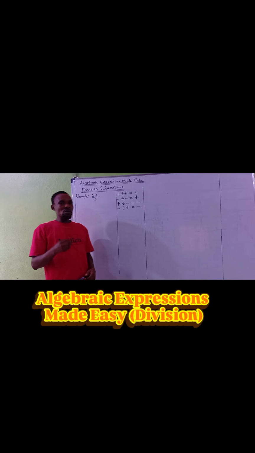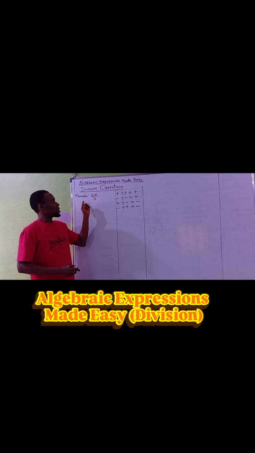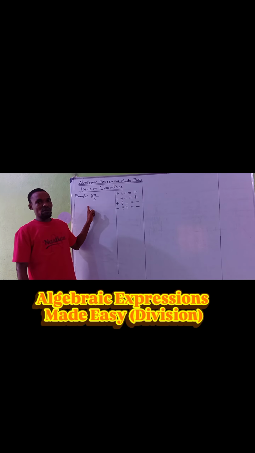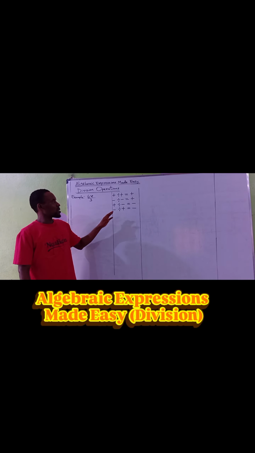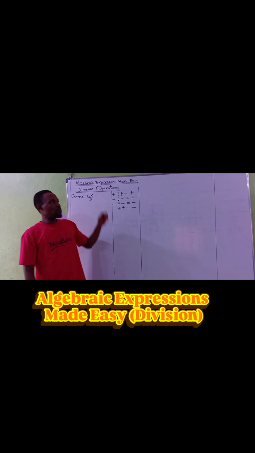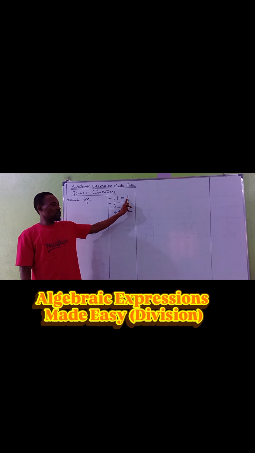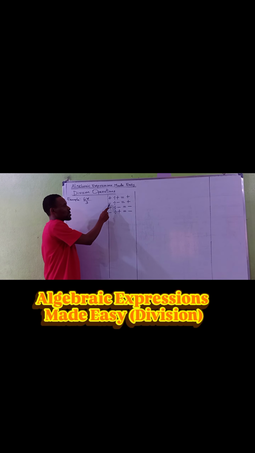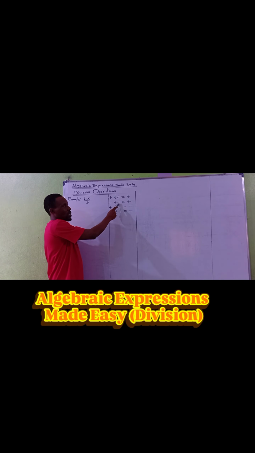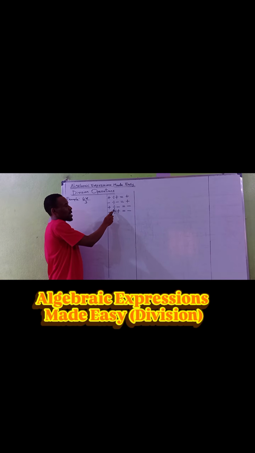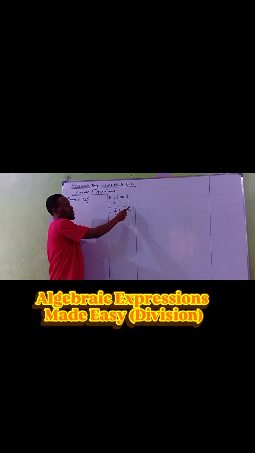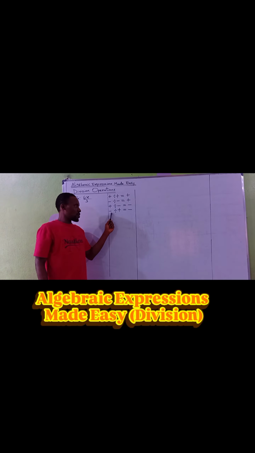For you to solve expressions involving algebraic expressions, you need to understand the rules. How do I mean by the rules? Anytime we have a positive number dividing another positive number, the result will be what? Positive. If we have a negative dividing a negative, the result will be positive. If we have a positive dividing a negative, the result will be what? Negative. If we have a negative dividing a positive, the result will be negative.